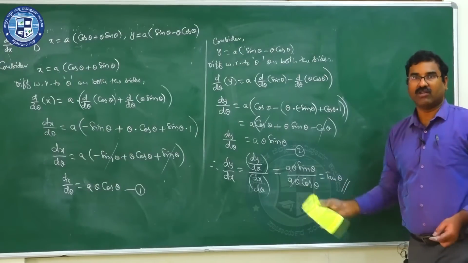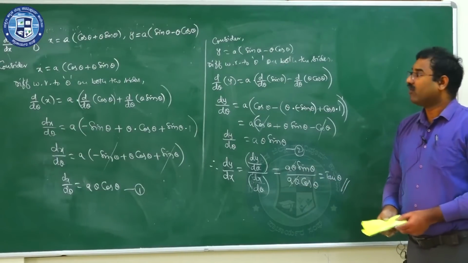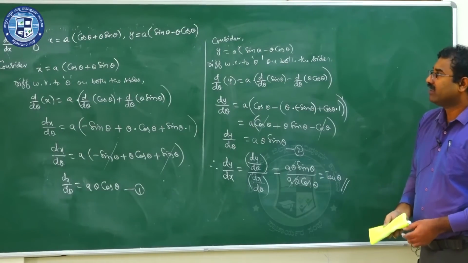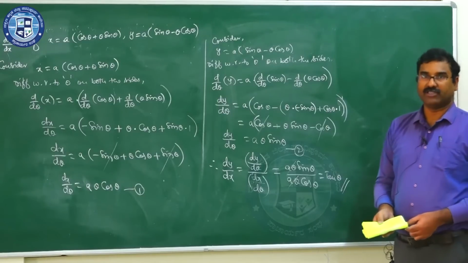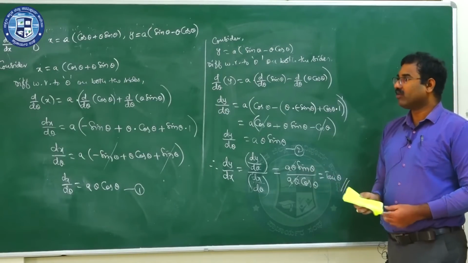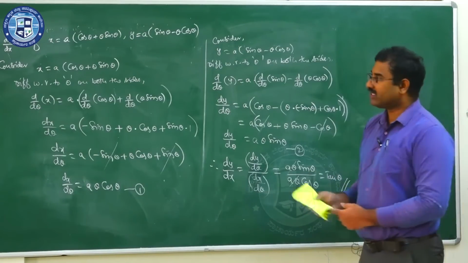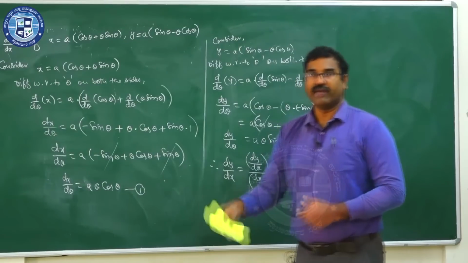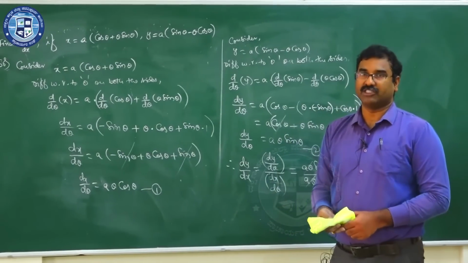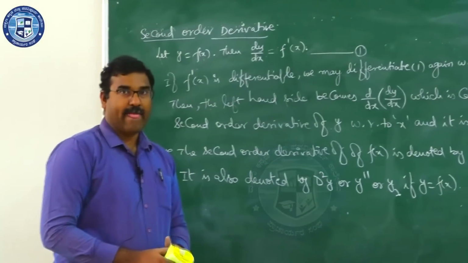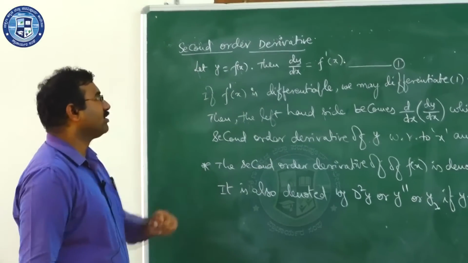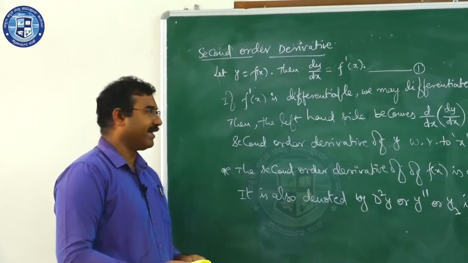So, I hope you got a good idea on how to differentiate the parametric functions. In this manner we have to work it out. So, this is differentiation of parametric functions. Now we will go for successive differentiation. So we are going to see the second order derivative.